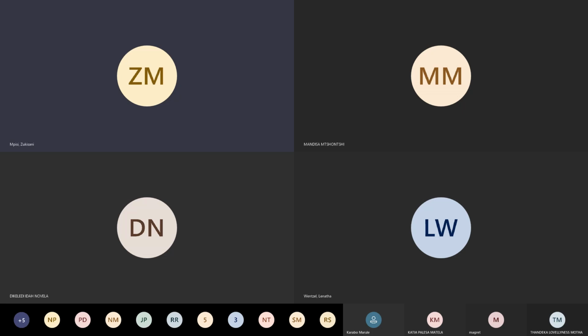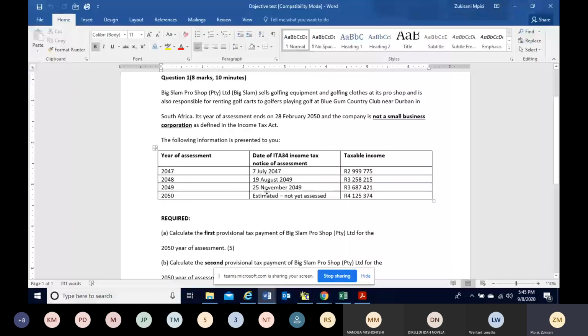I just want to quickly check now with everyone. The question that I posted, question 1, is available on the notes on today's session. I just want to get quickly, was everyone able to do the first provisional payment and the second? I only did the first one. Right, let's hear the answers for the first one.